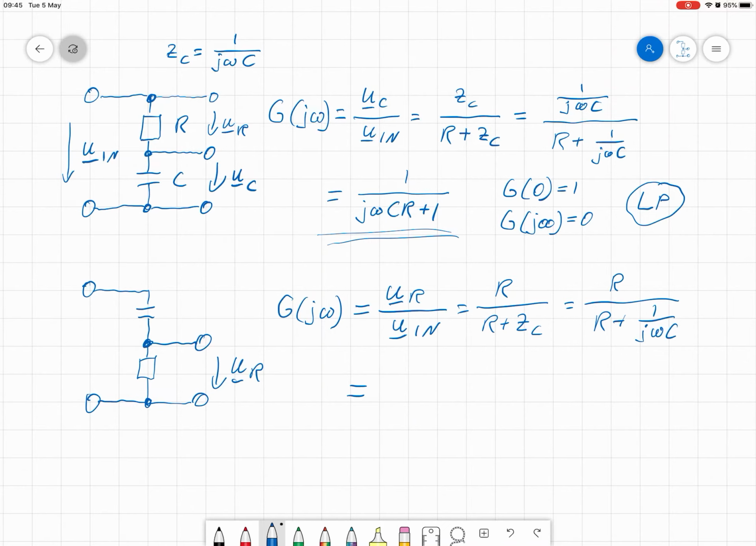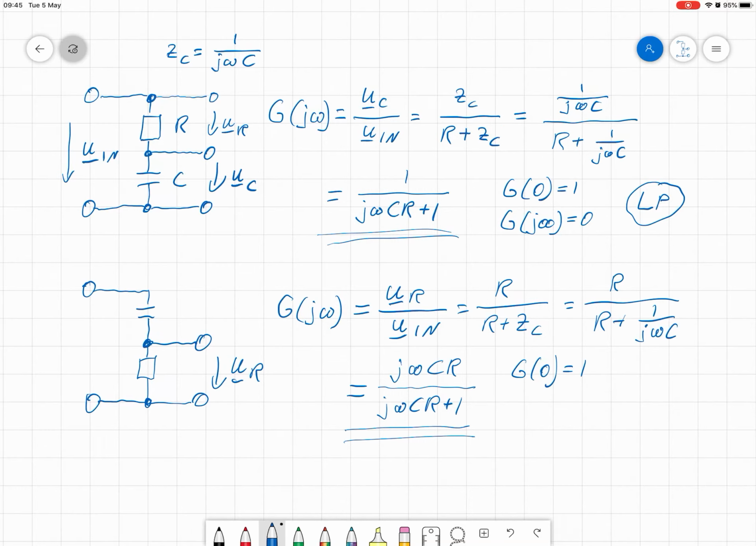And you can see now this multiplies into the numerator and into the denominator. So we get j omega CR in the numerator and j omega CR plus 1 at the bottom of the fraction. And this is our transfer function for the RC filter with the resistor as an output. If we do the same analysis as before, what happens with a very small omega? Then the numerator becomes 0 and we get approximately 1.